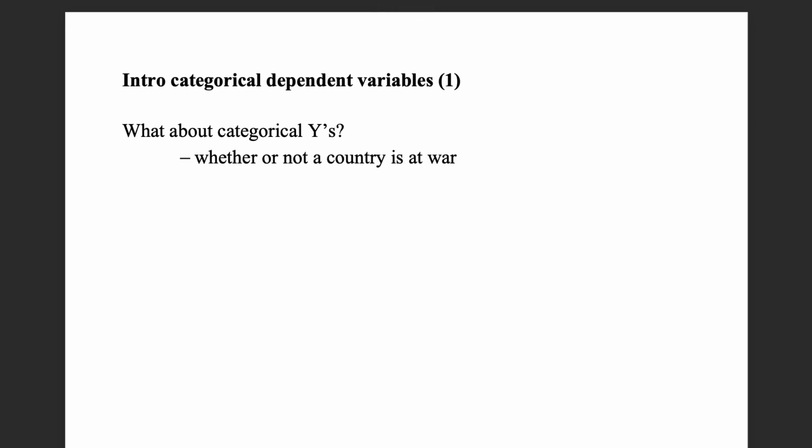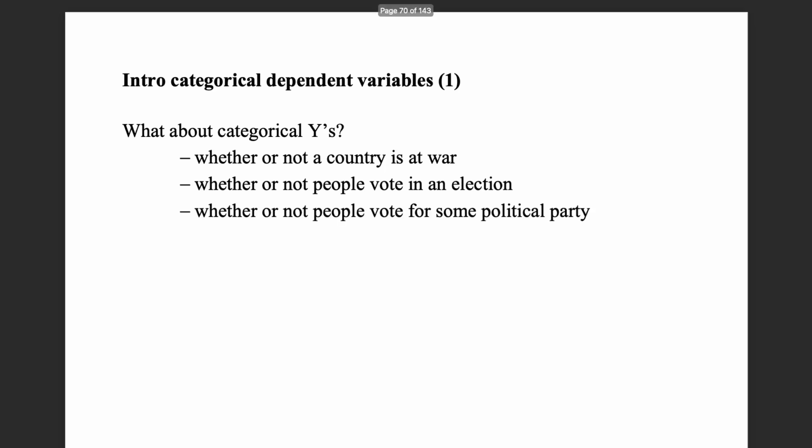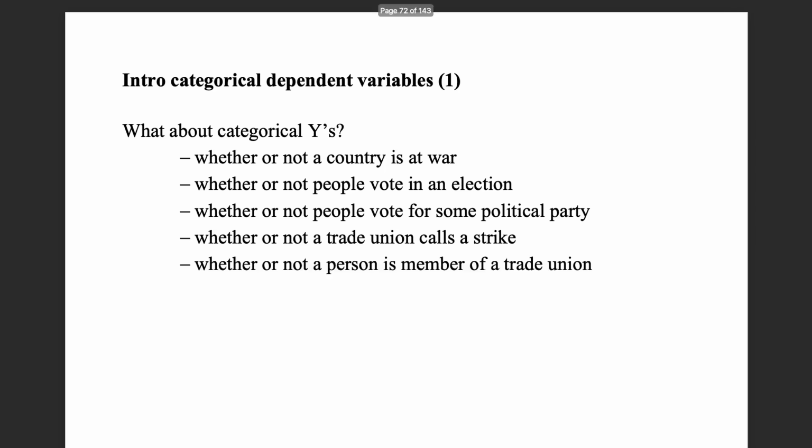Well, what is the stuff that political scientists care about? They want to analyze whether or not countries are at war, which is a categorical variable. They want to analyze whether or not people vote in an election, which is a categorical variable. They want to analyze whether or not people voted for some political party, which is a categorical variable. They want to analyze whether or not trade unions call strikes, which is a categorical dependent variable.